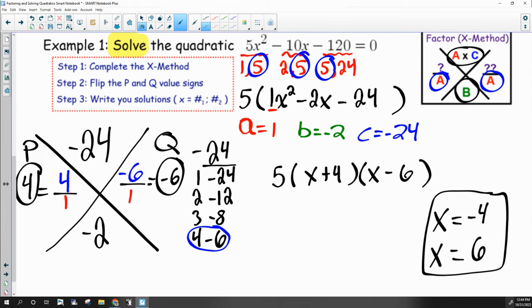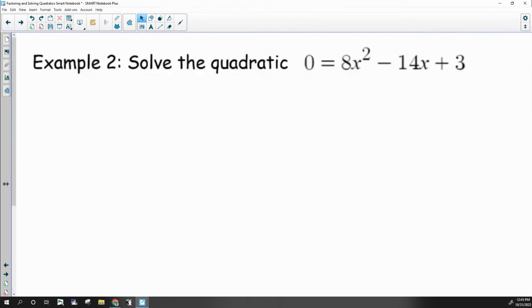Okay? If I ask you to factor, you give me this. If I ask you to solve, you tell me what x equals. If I asked you to factor and solve, you would give me both. That's solving. Same, only difference is the very last step. We got one more to crank out.